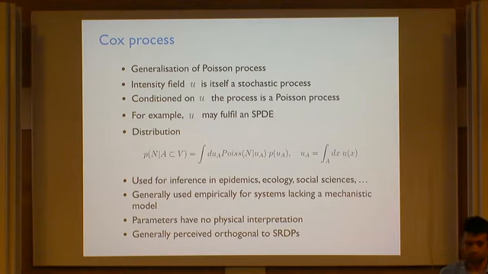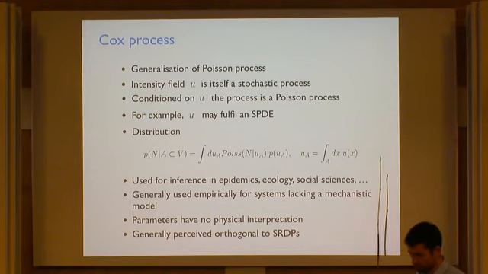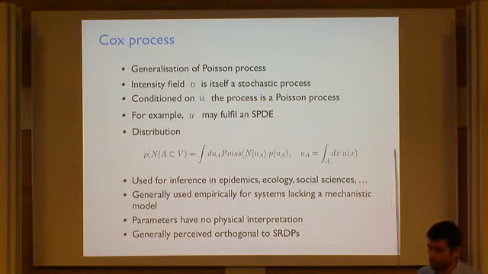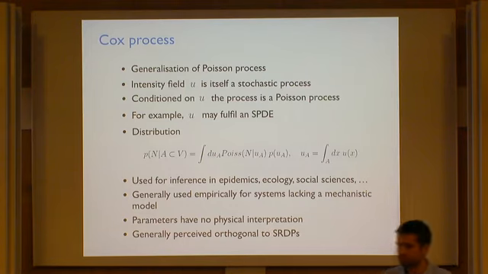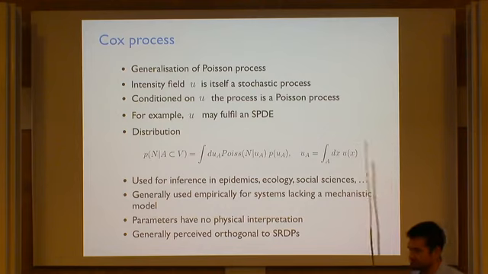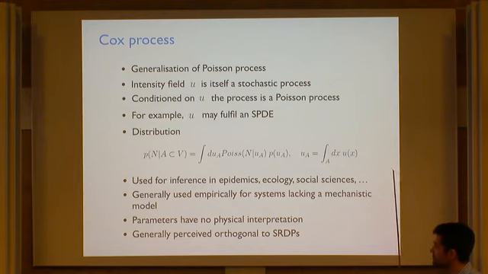These types of processes have been used quite a lot in different fields to do inference, for example in epidemics, ecology, social sciences. The crucial point is that normally they are phenomenological models. So you don't have a microscopic description, you just empirically say you describe it by a Cox process, you do parameter inference for it, and then you use your inferred model to make predictions. That means that the parameters of your model have no real physical interpretation. They're just auxiliary parameters. And that's why they're normally considered to be conceptually distinct from stochastic reaction-diffusion processes, right? Which are a mechanistic description of a given system.